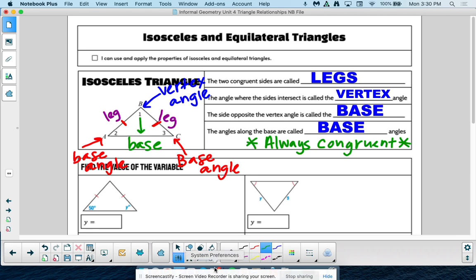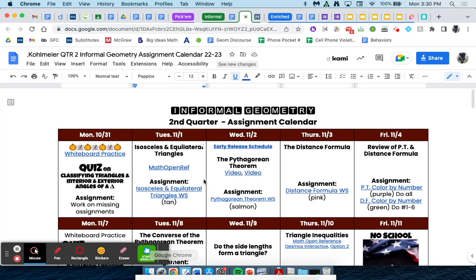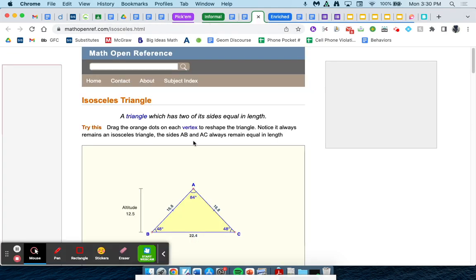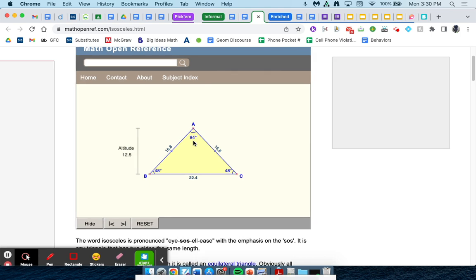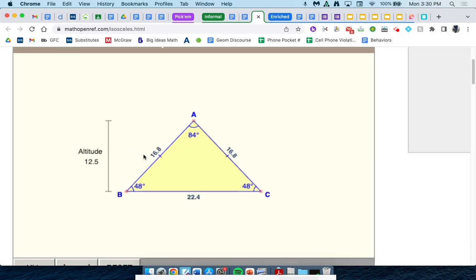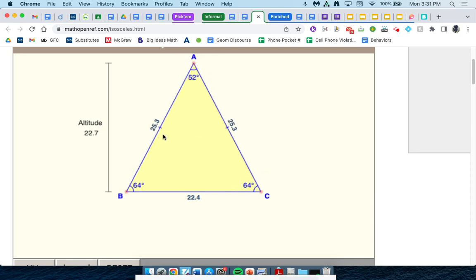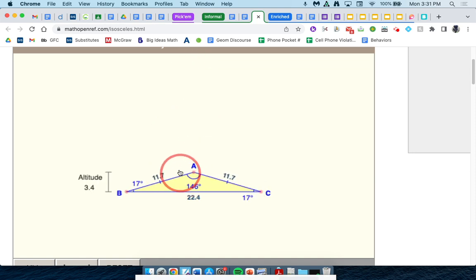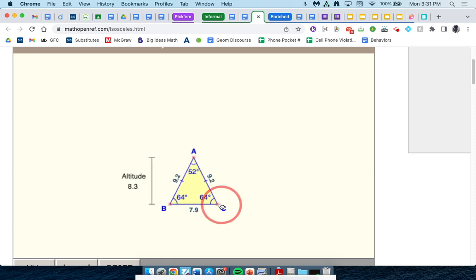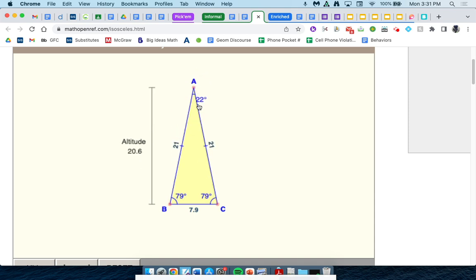So I'm going to show you a little manipulative on the internet here. Do you see how we have an isosceles triangle, right? Do you see how my legs are the same? If you look, here's my base angle and there's a base angle and they're the same. So if I move A around, here's my leg. It's congruent to my other leg and my two base angles are the same. Doesn't matter how big or small we go or how tiny it is, my base angles are always congruent and my legs are always congruent. Does that make sense, you guys?